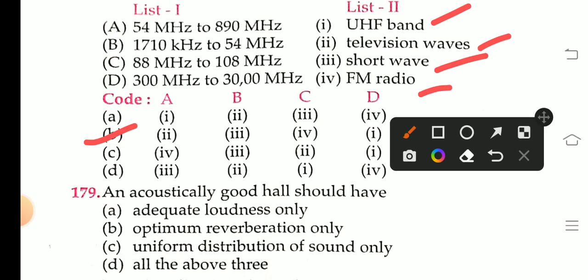Next. An acoustically good hall should have. Right answer option D. All the above three means adequate loudness, optimum reverberation, uniform distribution of sound.